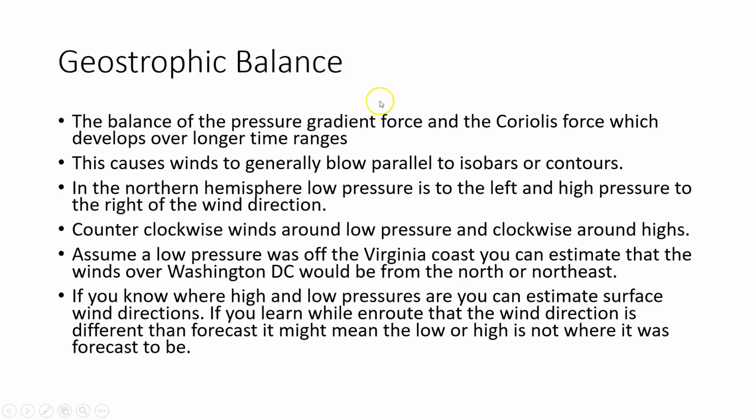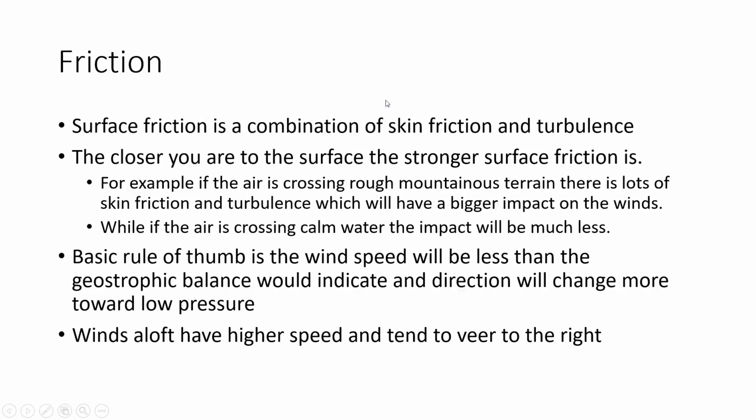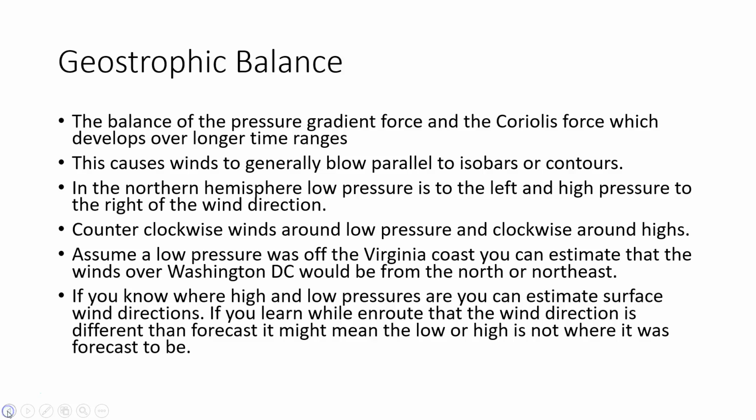So the geostrophic balance is just the first part of the equation. All it's taking into account, let's go back on this slide a second here, is just the pressure gradient force and the Coriolis force. So when they get into balance, what you wind up having is the flow parallel to the isobars. Or if it's aloft, it's the contours.